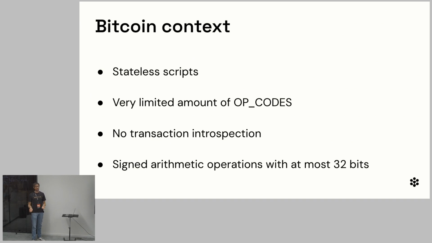There's no transaction introspection, so we cannot say where the money from one transaction will go or limit where the money comes from. So we just have some conditions to spend a UTXO, and then we don't know anything from the transaction inside the script that will free these funds. Finally, we have signed arithmetic operations with at most 32 bits. That's 4 bytes. That is super small.